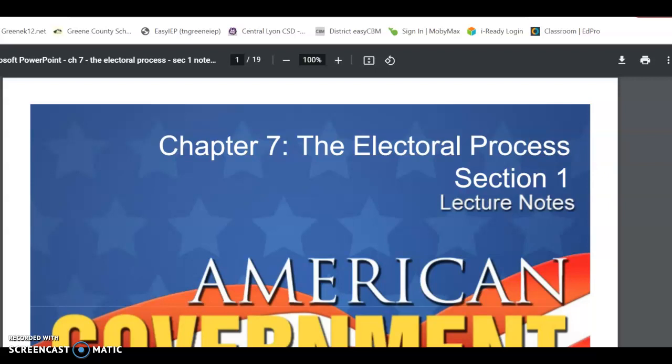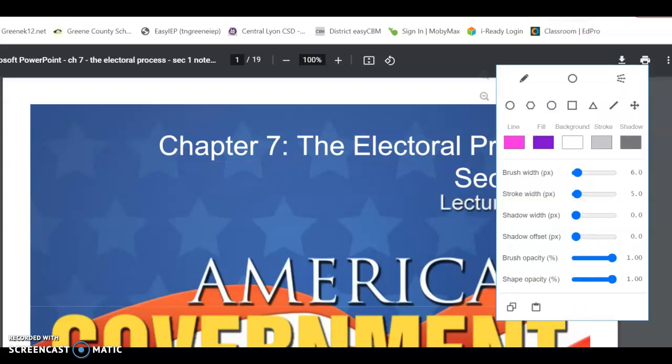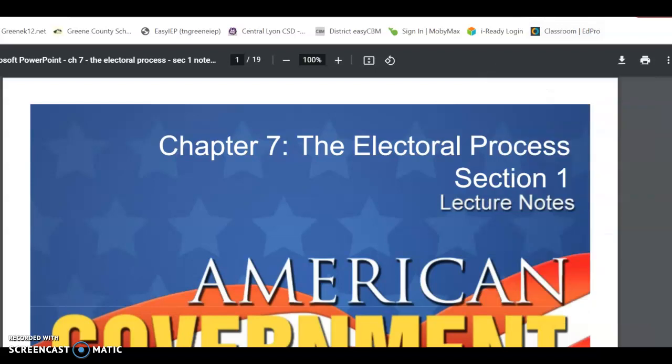Hi guys, these notes are going to be for the beginning of us starting chapter 7. So the heading for these notes should be chapter 7, section 1. And these notes are all about the electoral process, which is just another way of saying the way we elect officials, public officials.